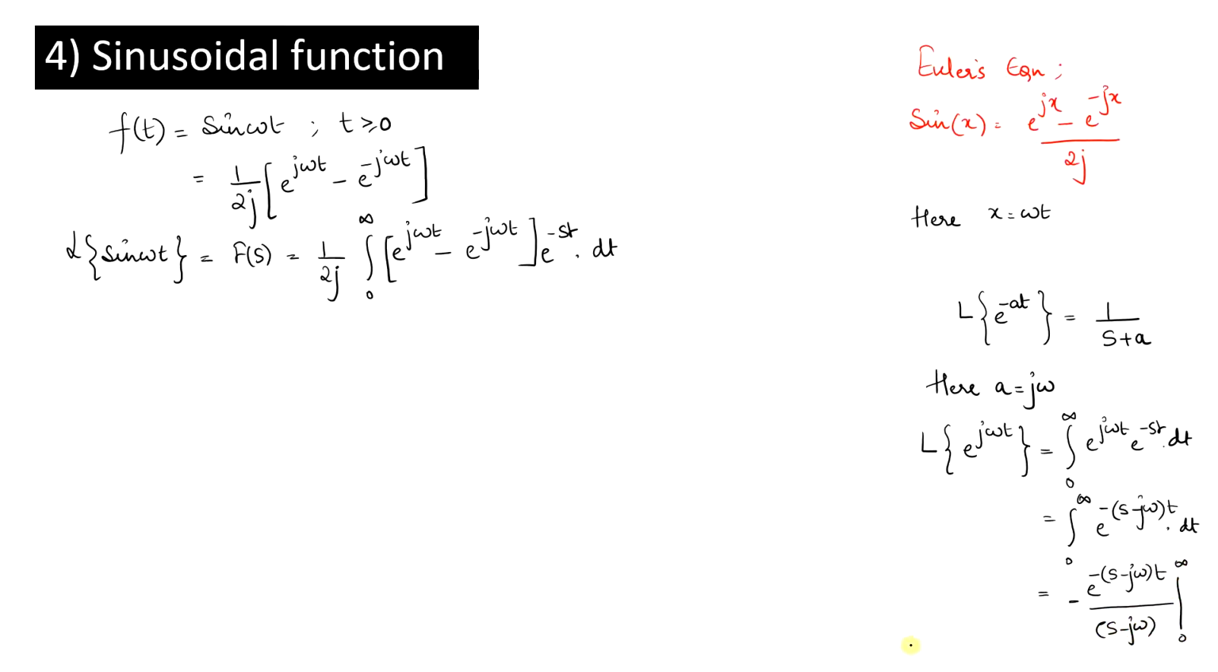So when you do that, the Laplace transform of e power j omega t will be equal to, when you put e to the power infinity, that is minus infinity in this case, 0 minus of e power 0, that is 1. So you have a negative sign here, then you are considering the second part of the expression. So this will be equal to 1 divided by s minus j omega, right?